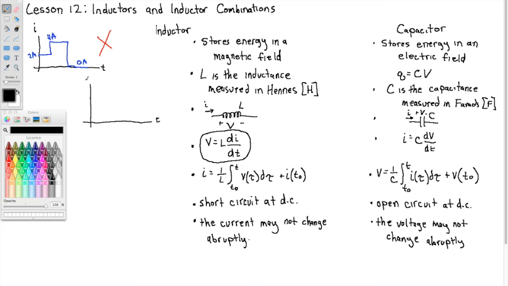An example of something that is allowed is this. 2 amps, 4 amps, 0 amps. Okay, this is allowed, this is continuous. Now, it's worth noting that there's no restriction on the voltage across an inductor, like there was with the capacitor. So the voltage across an inductor may change abruptly. There's no restriction on it.